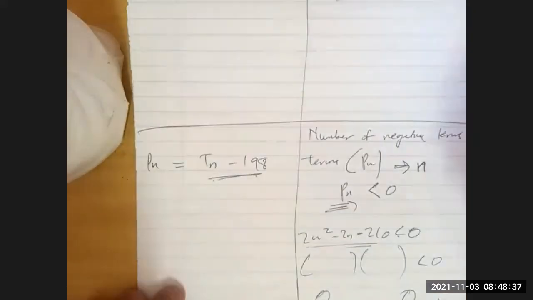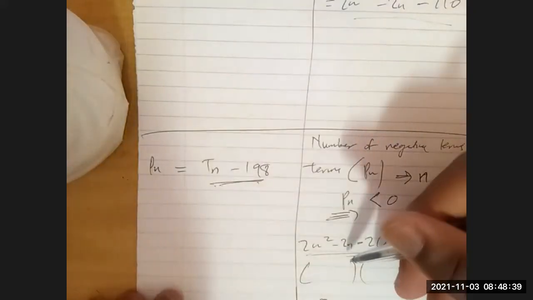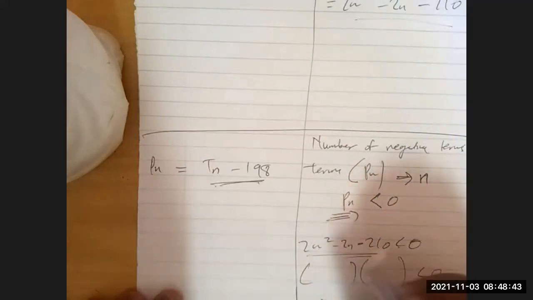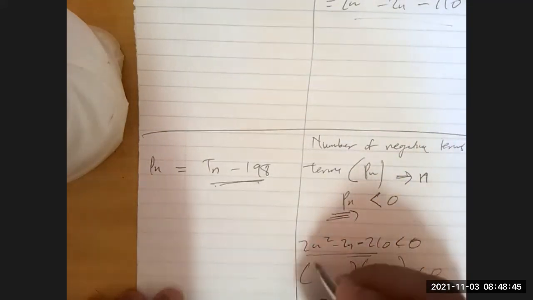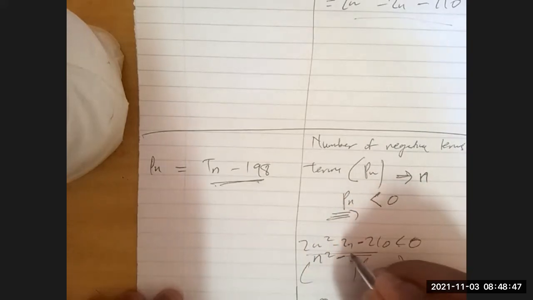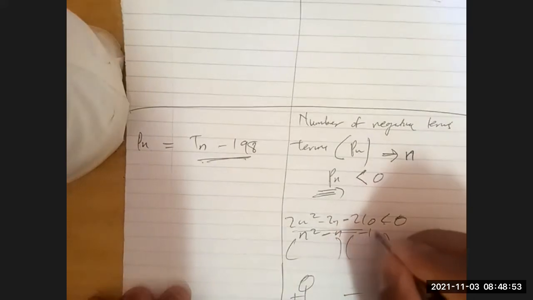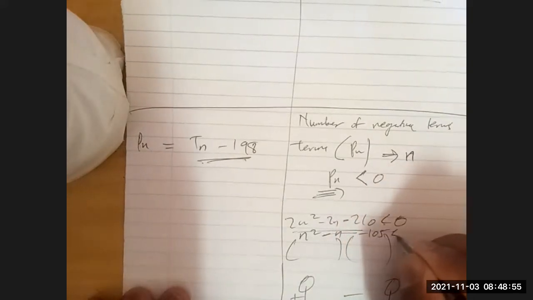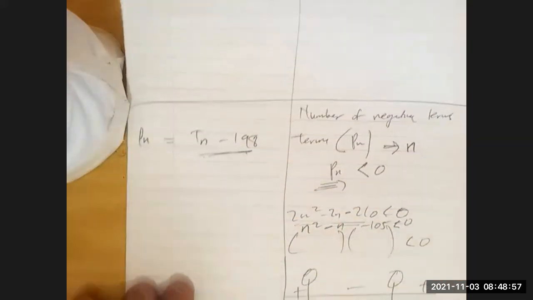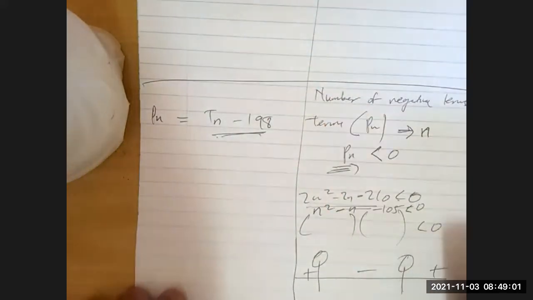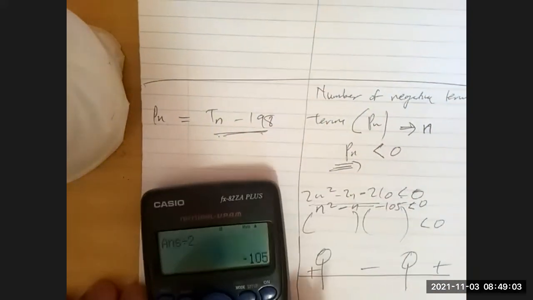So now, here you see 2 is common, so we can reduce this by dividing it out by 2. I'm going to have n squared minus n. 210 divided by 2 is negative 105, and everything here is less than 0. So now, remember, factorization is a problem. What do we do? We just use our quadratic formula.